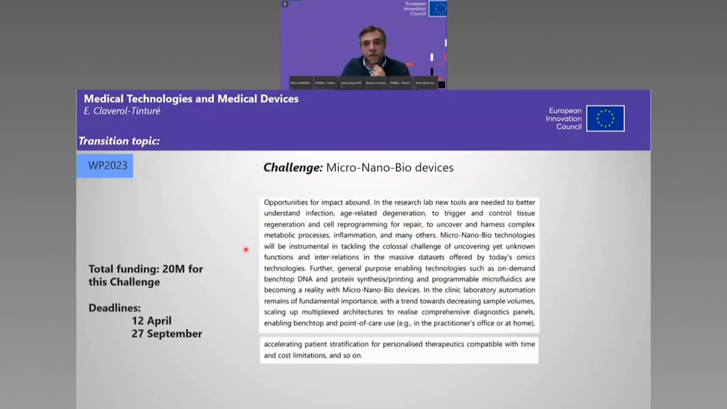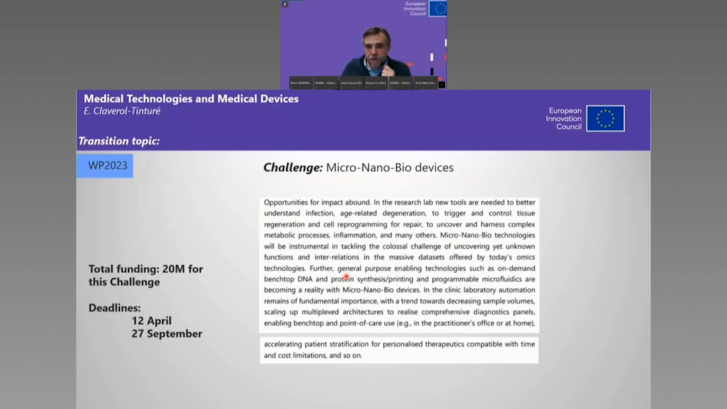Micro-nano-bio technologies will be instrumental in tackling the colossal challenge of uncovering yet unknown functions of interrelations in the massive data sets offered by today's omics technologies. So here, big data, we see a lot of opportunity in the omics space where these micro-nano-bio devices generate lots of data. So there could be a data analysis component that would be perfectly reasonable. It doesn't have to be just the micro-nano-bio aspect. You probably should have some data analysis to extract as much as you can, to automate as much as you can around big data.